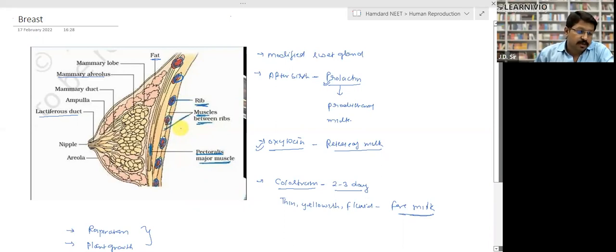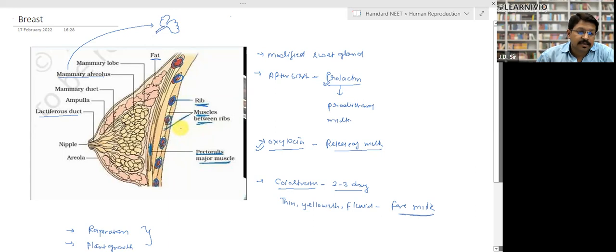So actually in the breast, the outer layer is called areola. Inside the areola there are small lobes, called mammary lobes, and in the mammary lobes there are alveoli-like structures, called mammary alveolus. What is the mammary alveolus? This kind of pouch-like structure is called mammary alveolus, right? Inside the mammary alveolus, the production of milk takes place after birth.